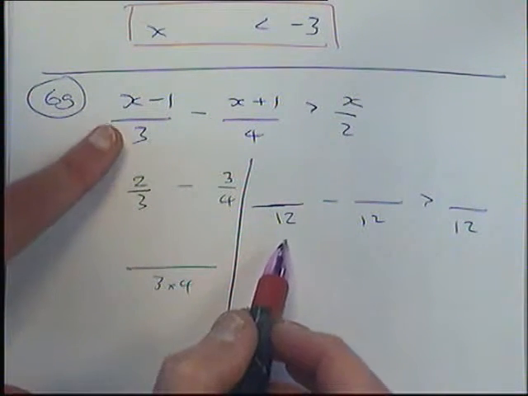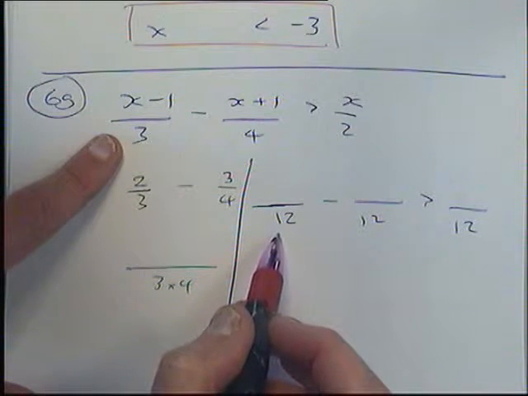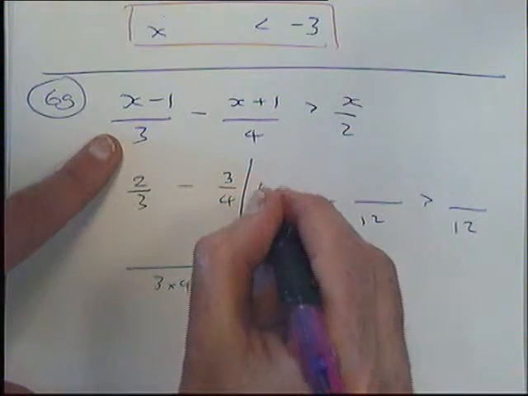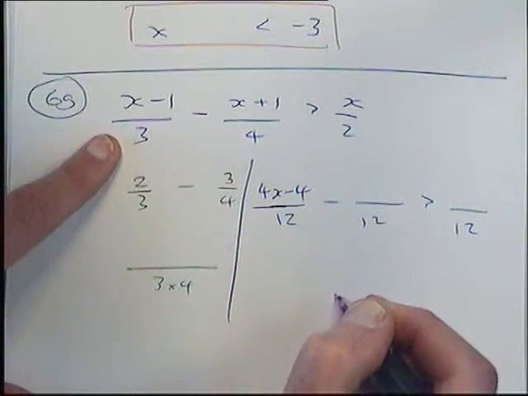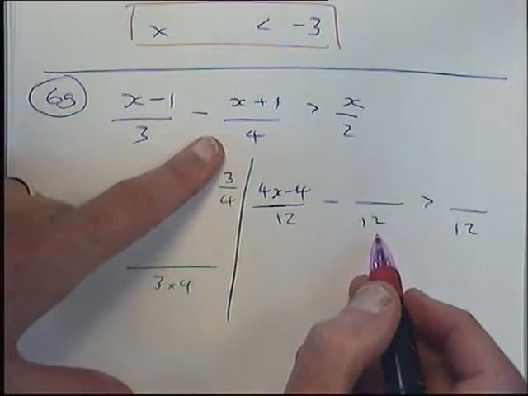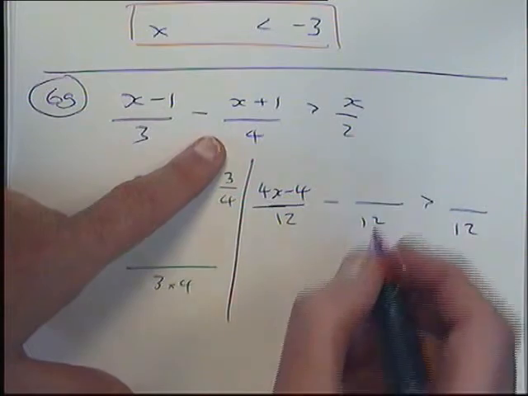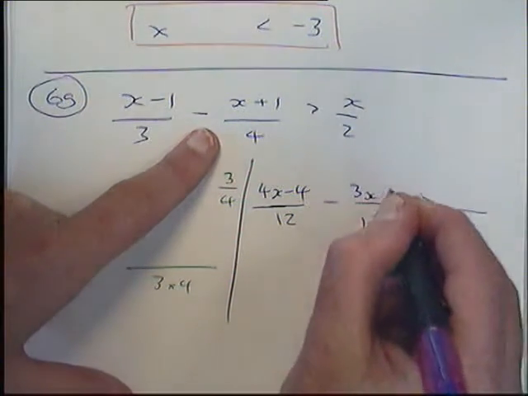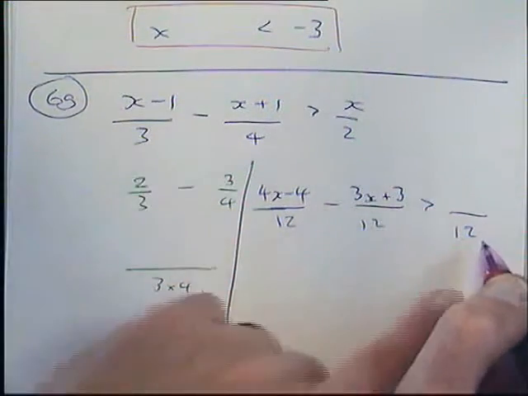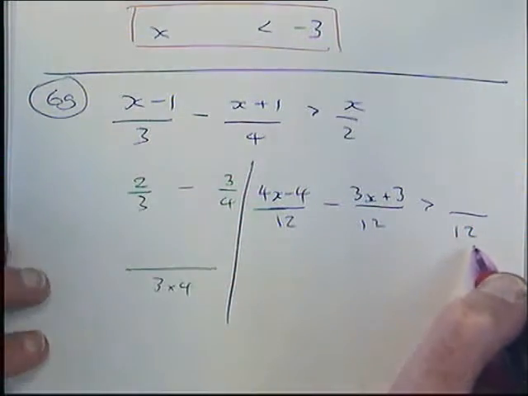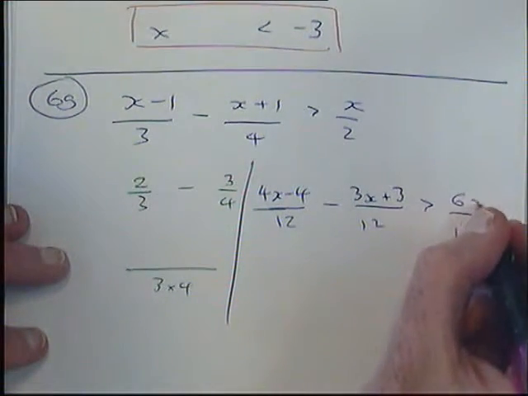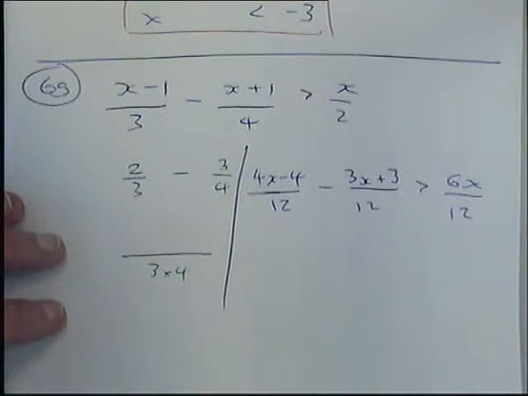Here, first one, I've times the bottom by 4, times the top by 4. 4 lots of x, take away 4 lots of 1. Second fraction, I've times the bottom by 3, times the top by 3. 3 lots of x plus 3. On the right hand side, times the bottom by 6, times the top by 6. Now everything is over 12.